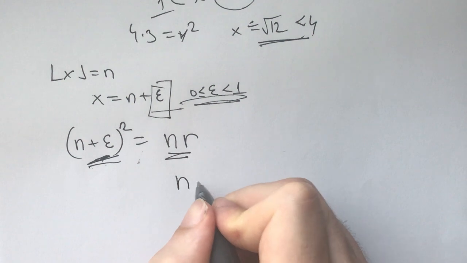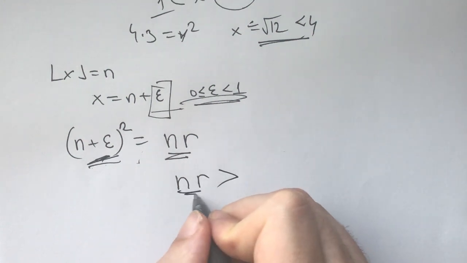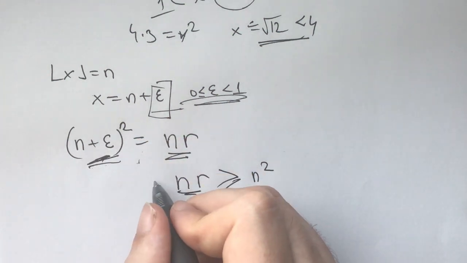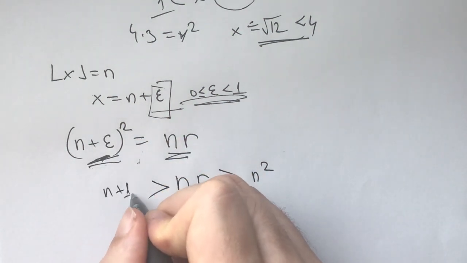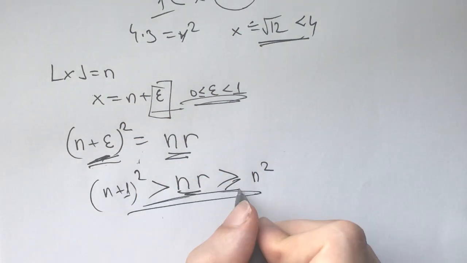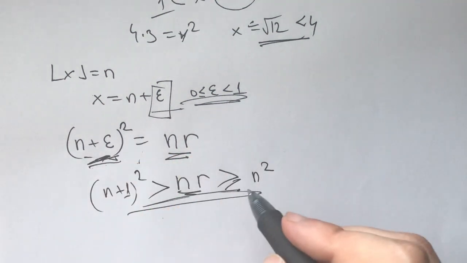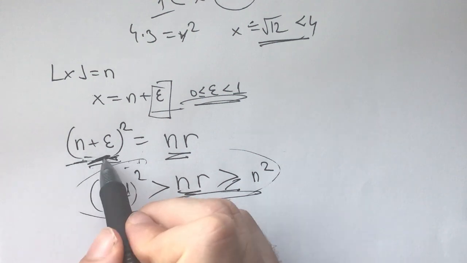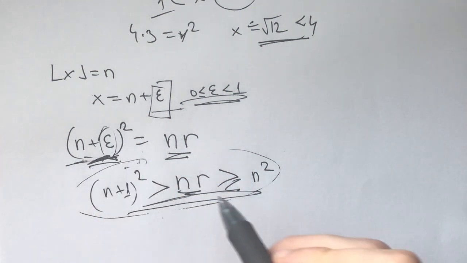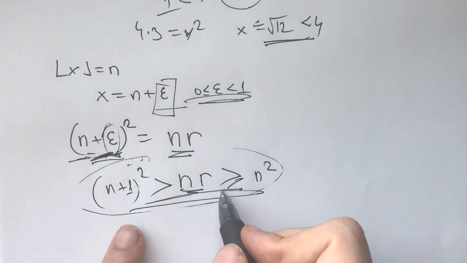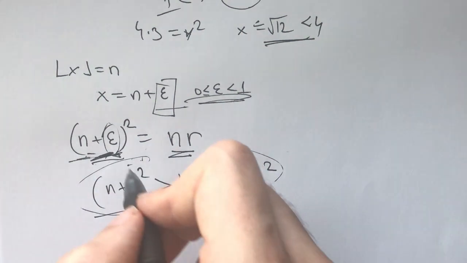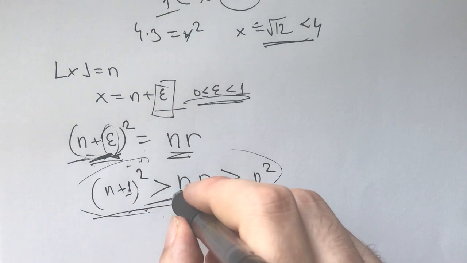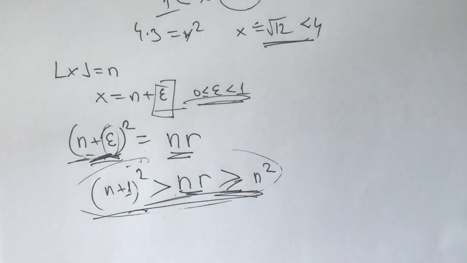So what's enough is to have n times r be greater than or equal to n squared, the smallest epsilon can be, and less than n plus 1 squared. If this is satisfied, we can find an epsilon. And this is a big shift in this problem, because you're no longer looking for a specific epsilon, but you're saying, if this bound is satisfied, I will find my epsilon. It is with this idea that I invite you to pause for another 5 to 10 minutes and push the problem further.